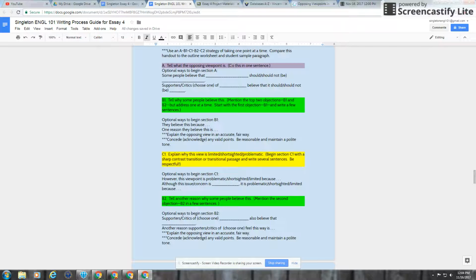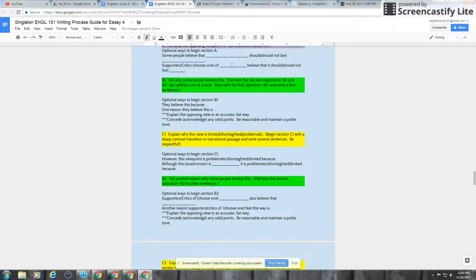Then you're going to come back with C, and you're going to explain why you think that view is limited, short-sighted, or problematic. So you might say, however, this viewpoint is problematic because, and you give your reason, or although this issue or concern is blank, it's problematic because.